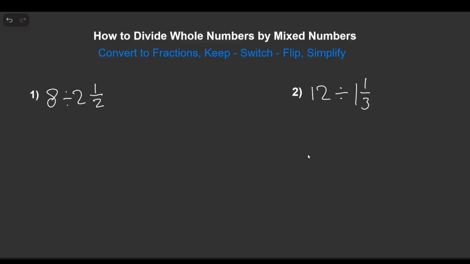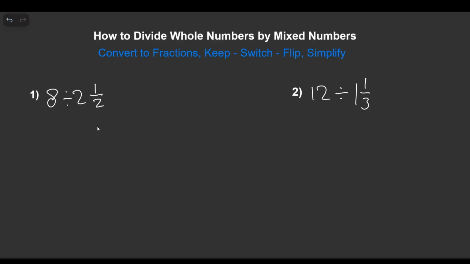Hello guys, welcome back to a new video, and in this video I'm going to cover how to divide whole numbers by mixed numbers. And we have two examples that we're going to go through together in order to get this down. Now the steps that we're going to use to solve these problems are at the top of the screen. So let's jump into number 1, where we have 8 divided by 2 1/2.